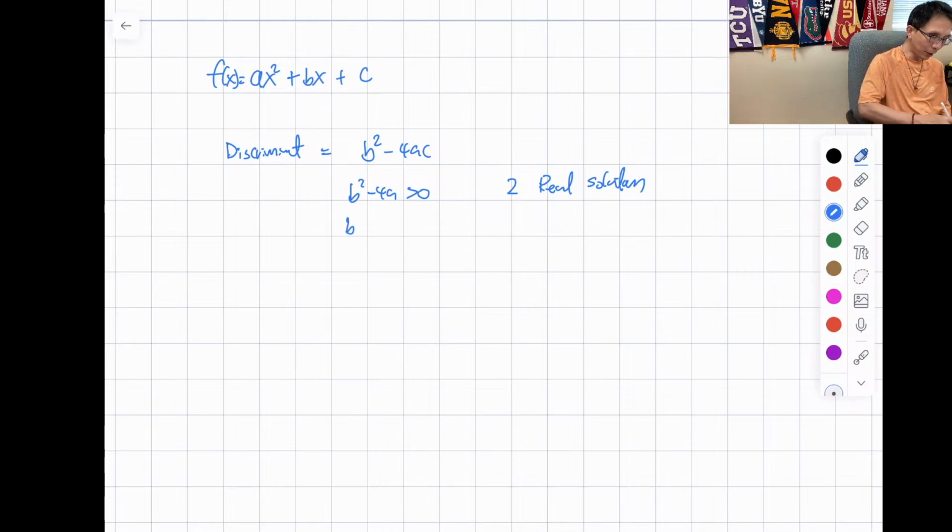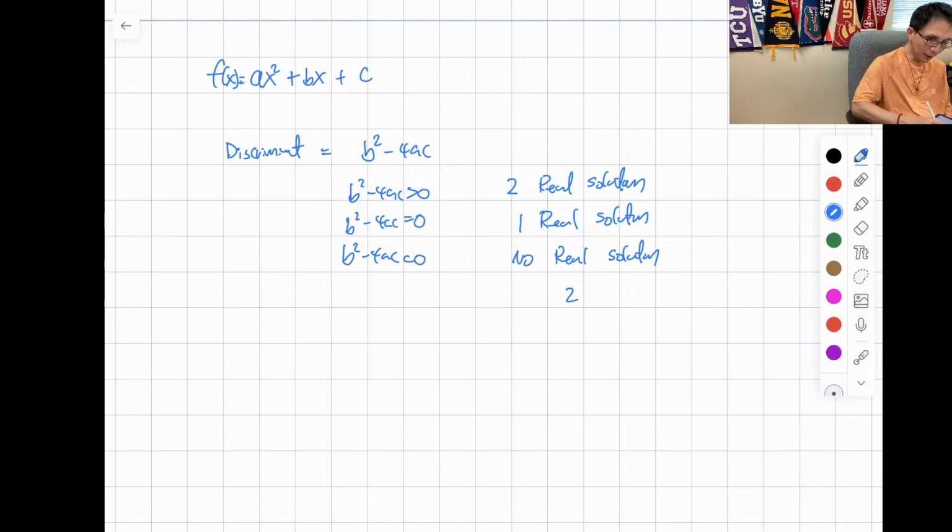What happens if b squared minus 4ac is equal to 0? What happens if b squared minus 4ac is less than 0? There are no real solutions, right? And there are two imaginary or complex solutions. So there are two complex solutions. Let's talk about complex solutions.